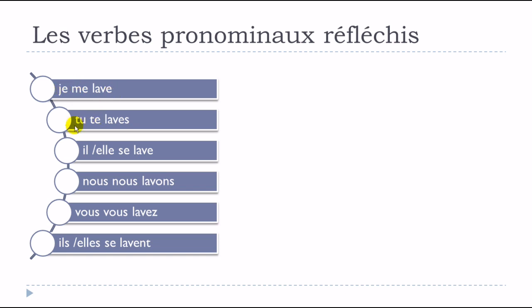Je me lave, then tu te laves, il se lave, and then elle se lave. Then nous nous lavons, vous vous lavez, il, elle se lave. Okay, so it's not that difficult. You should just definitely remember that you should put these little things here, here, here, and here.